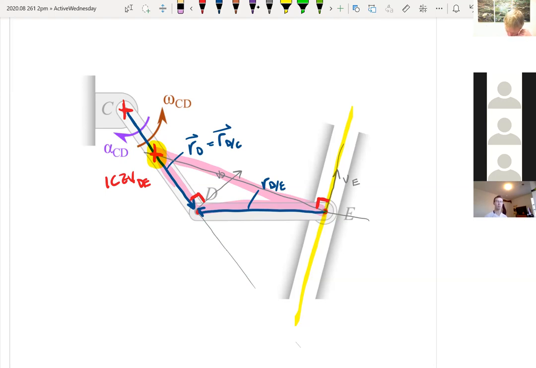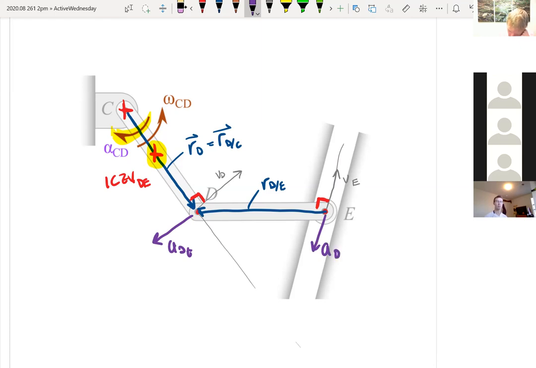Okay, so we found our ICZV, we found our linear velocities. So now getting into what's actually 16.7, which is looking at our accelerations. We notice that this angular acceleration is opposite the angular velocity. Therefore, I can make the assumption that all of my tangential linear accelerations, my acceleration of D tangential, and over here, my acceleration of E tangential, are opposing the velocities.